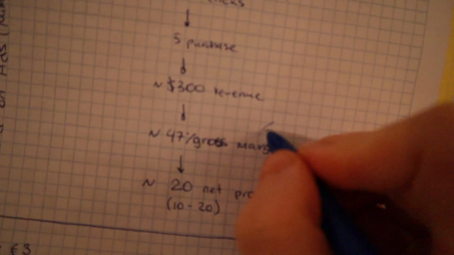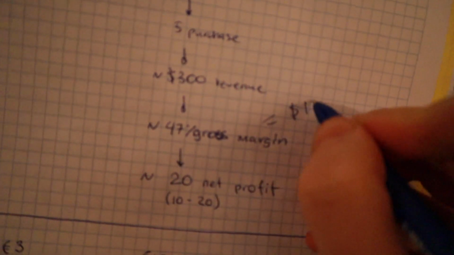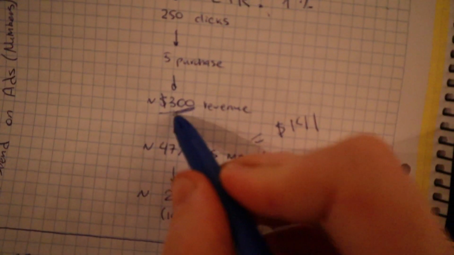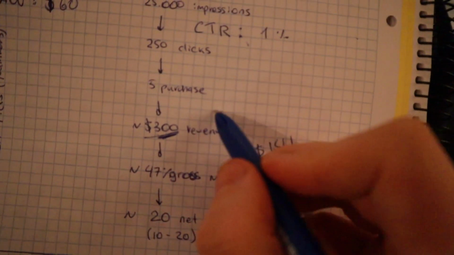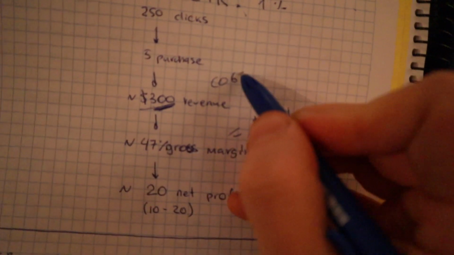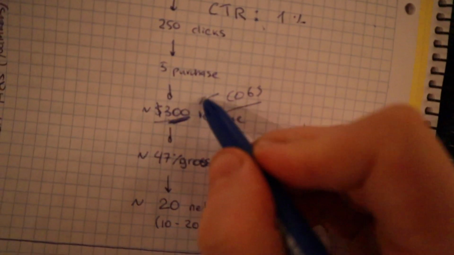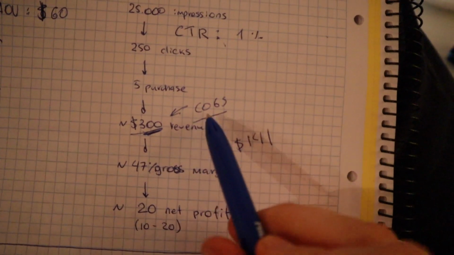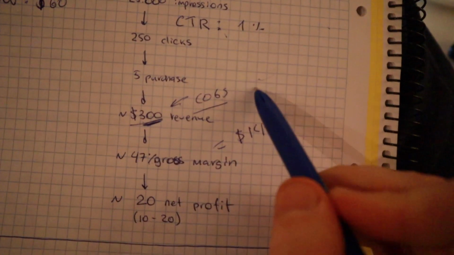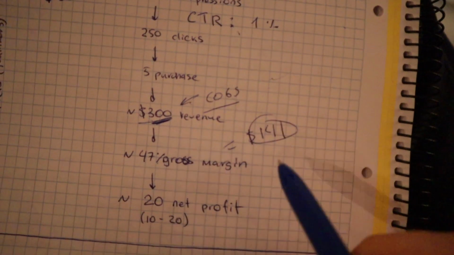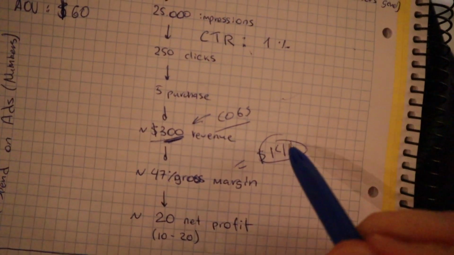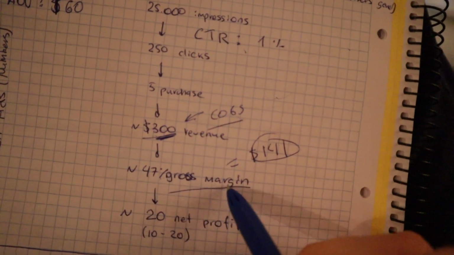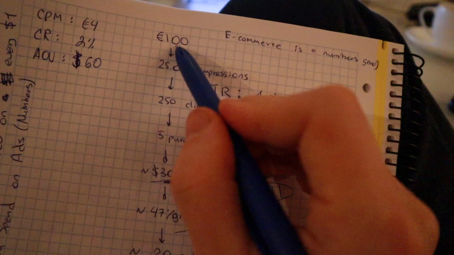47% equals $141. So out of this 300 revenue, right, I need to pay for cost of goods sold. So I actually need to pay money to get this product to the customer. So my gross profit margin after paying cost of goods sold and all the other transaction fees is going to equal $141. Now, $141, that's my gross margin, right? This gross margin doesn't take into account my ad spend.